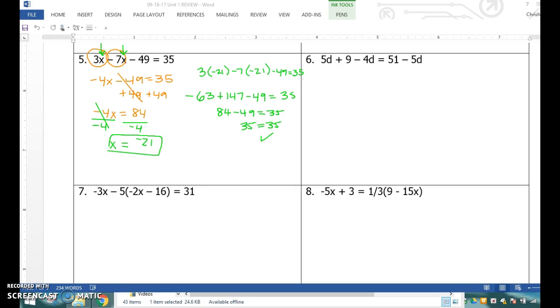All right, next one. We have some like terms again, and we have variables on both sides. So let's combine our like terms. 5d minus 4d is just 1d.